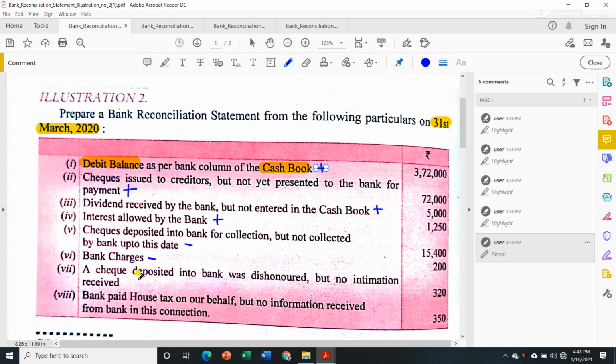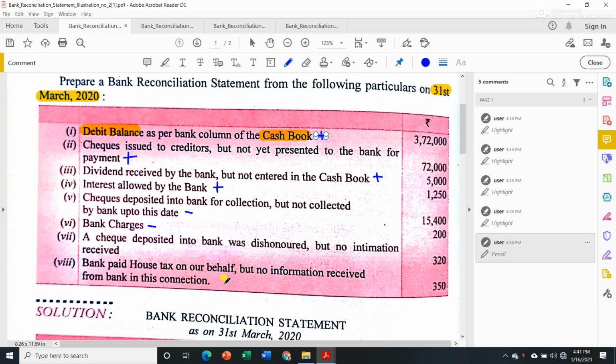Then next is a check deposited into bank was dishonored. Okay, we deposited one check in the bank but it was dishonored, but no intimation received, meaning we haven't received any information from the bank that our check was dishonored. So in that case, our cash book will show more balance than our passbook. So what we can do is simply deduct this amount from our cash book in order to make our cash book and passbook balances equal.